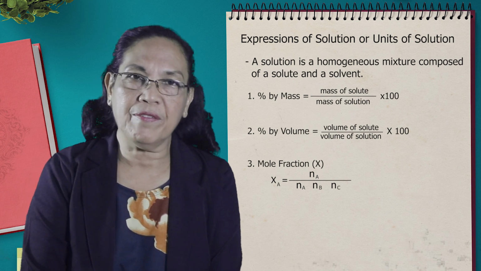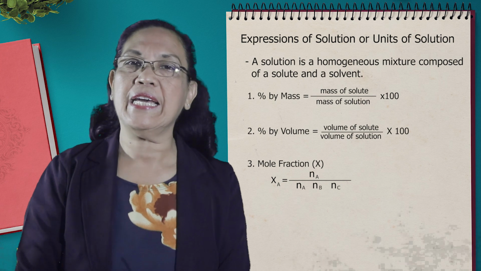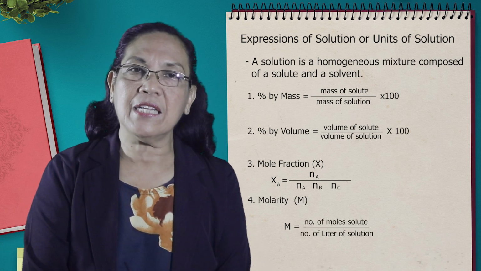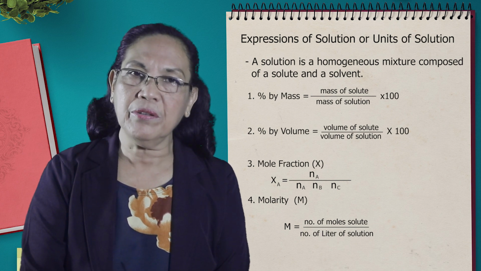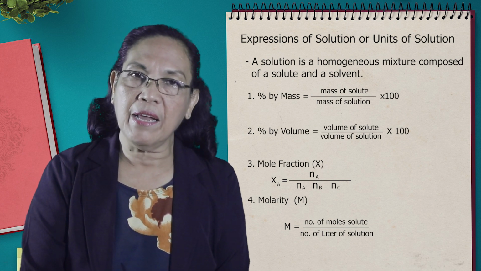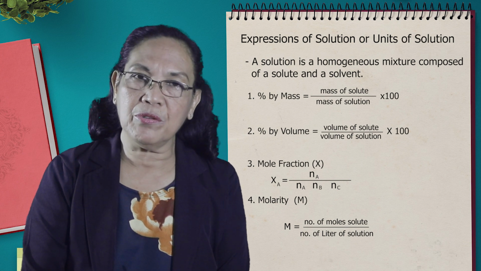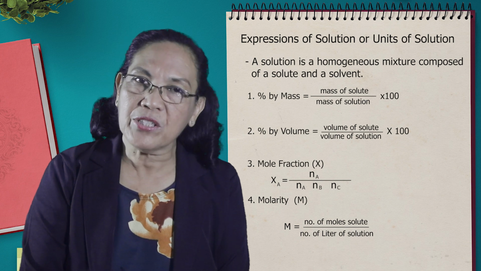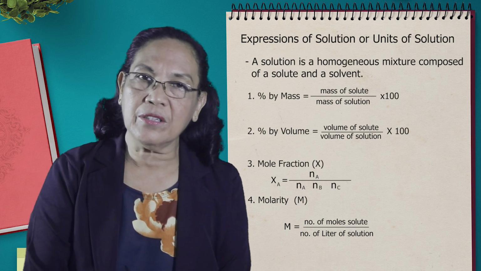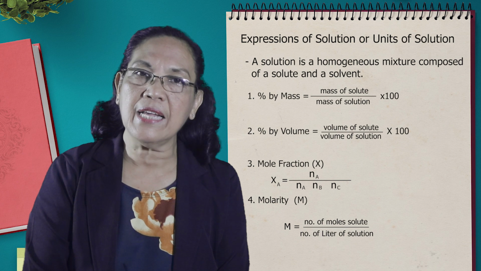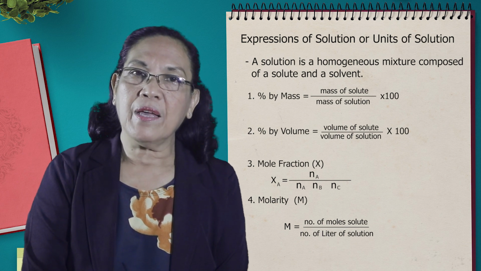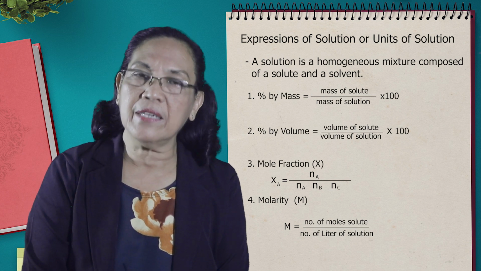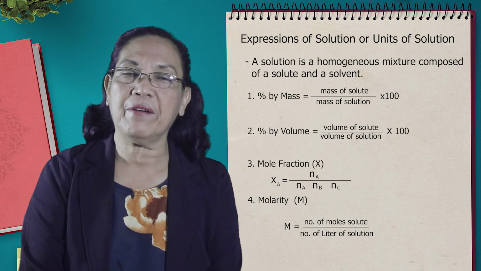Another expression of the concentration of solution is the molarity. Molarity is defined as the number of moles of solute divided by the number of liters of solution. You have to be very careful that the divisor here is liters of solution. It's not mL of solution, because moles per liter is the final unit for molarity.